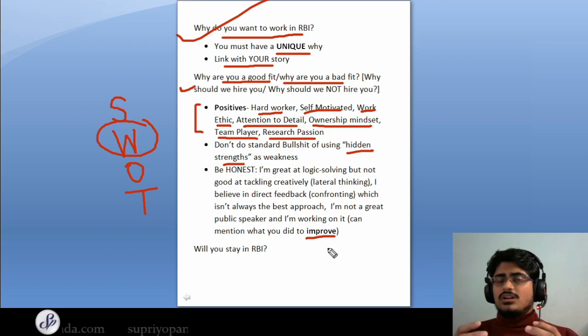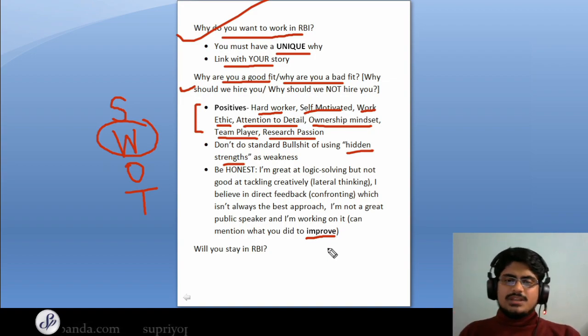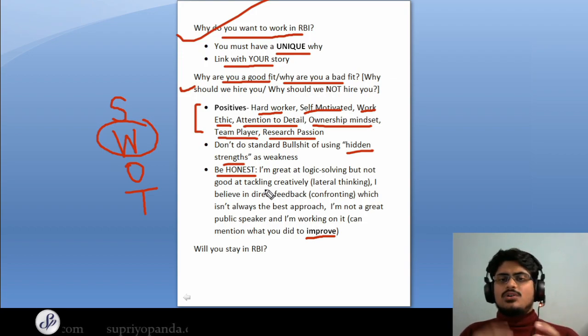So this is very important, that whenever you are stating your weaknesses, after each weakness that you state, or after the end of all of the weaknesses, you tell the things that you are doing to improve it. So I'll just show you what I mean. Basically you be honest, and you can say something like, I'm great at logical problem solving ability, but I am not that good at tackling problems creatively or in a lateral thinking kind of way.